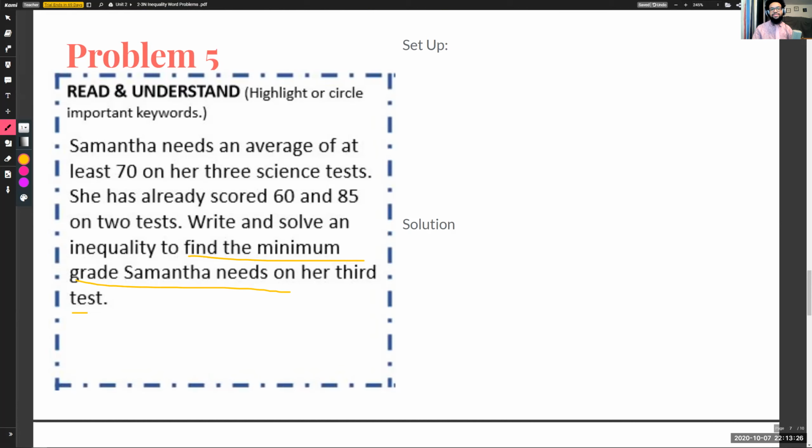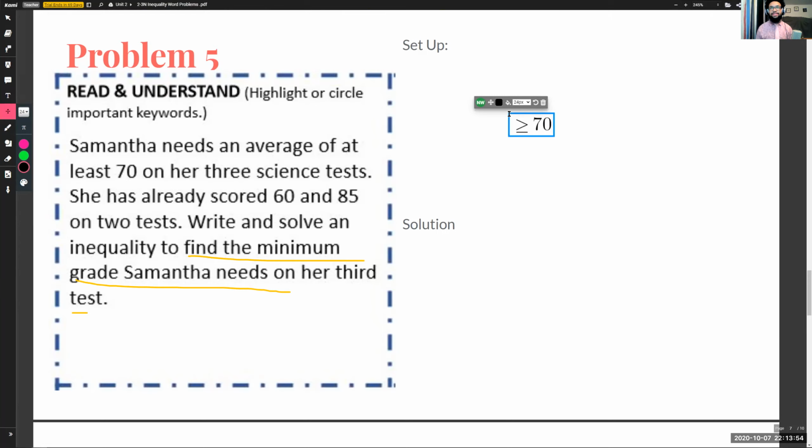If she is trying to get a minimum of 70, that means the lowest that she needs is a 70. Could she get something higher? Yeah, she can get something higher. Can she get something lower? No, she does not want anything lower than a 70, a minimum of 70. So 70 is the smallest amount she needs. So anything she gets has to be greater than or equal to that 70, all right?